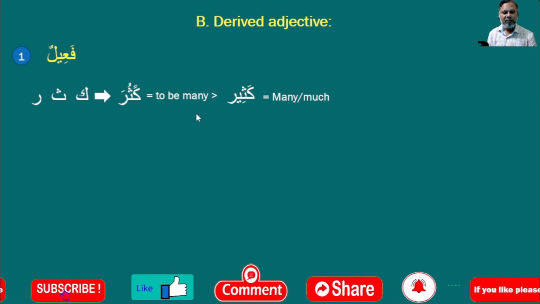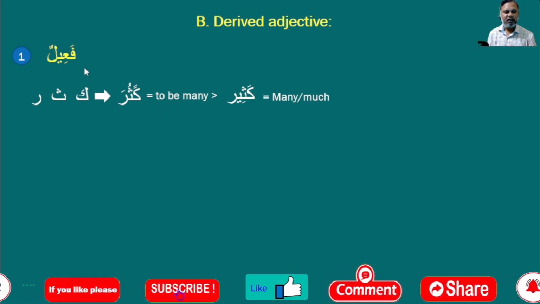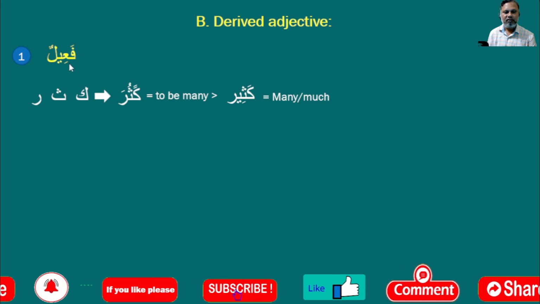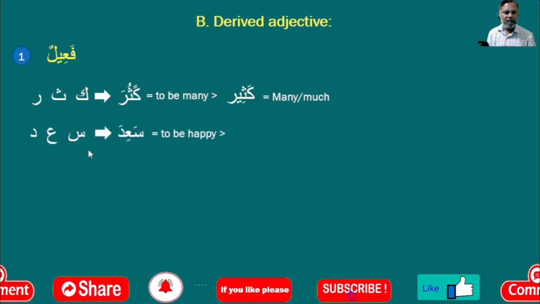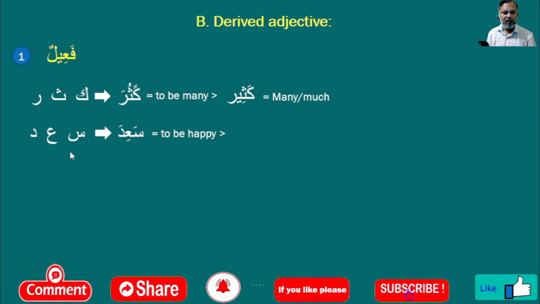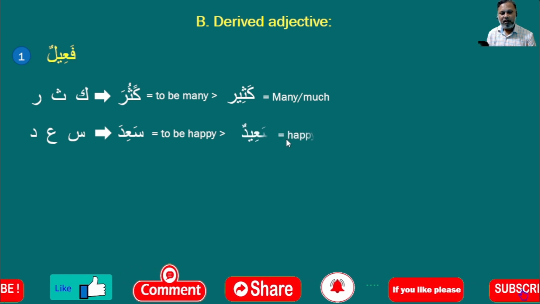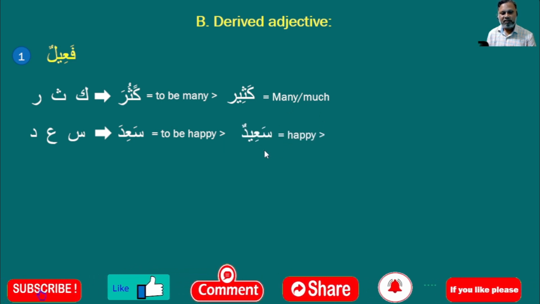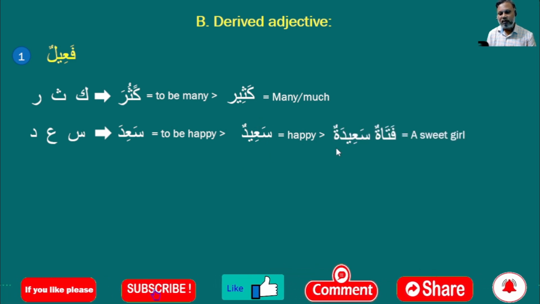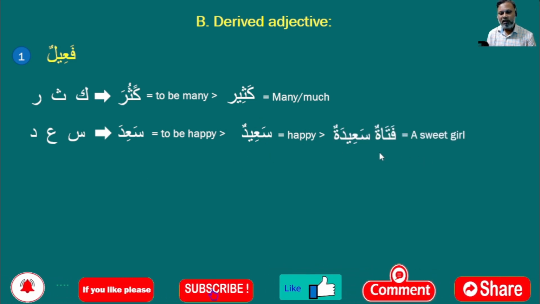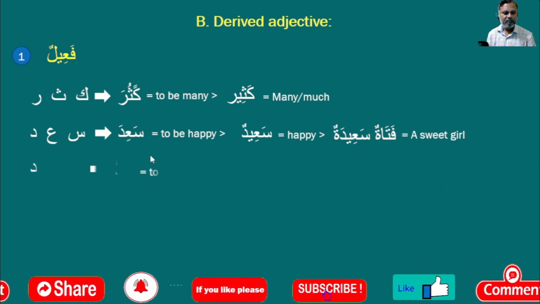To be many, this verb to be, this type of verb is normally used under this pattern fa'ilun to get the adjective kasirun. See one more example: sa'ida, the verb is sa'ida, means to be happy, and the adjective is sa'idun. Sa'idun means happy, like fatatun sa'idatun, a happy girl or a sweet girl.